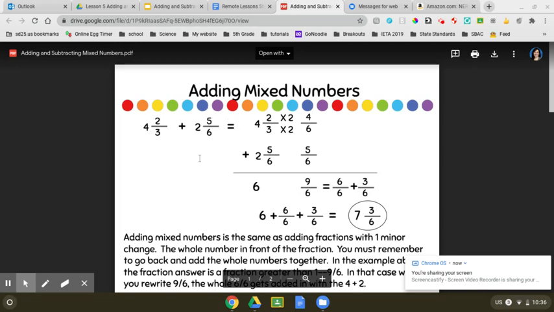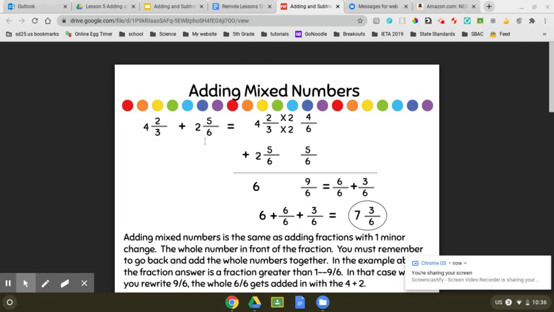So here's our mixed number addition problem, written horizontally. Just like with simple fractions, I like to write my mixed numbers vertically. So you can see we have unlike denominators. This one has a 3, this one has a 6. We're going to need to find some common denominators.